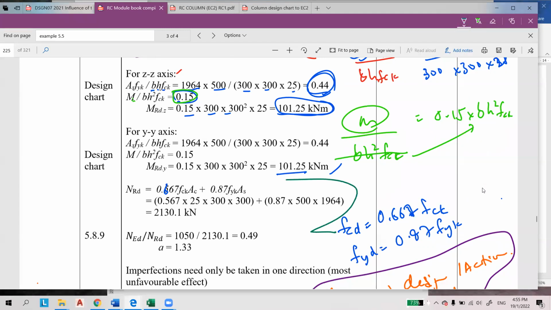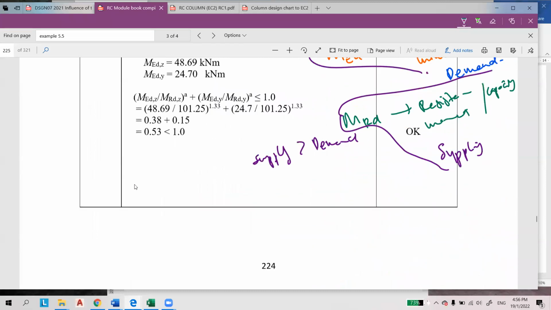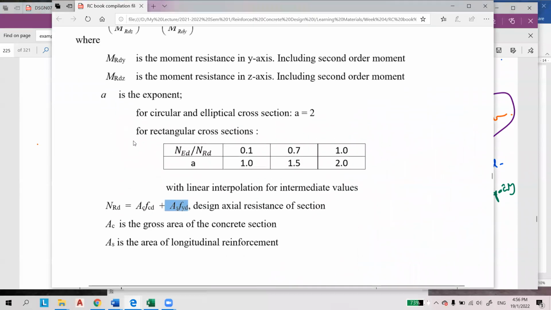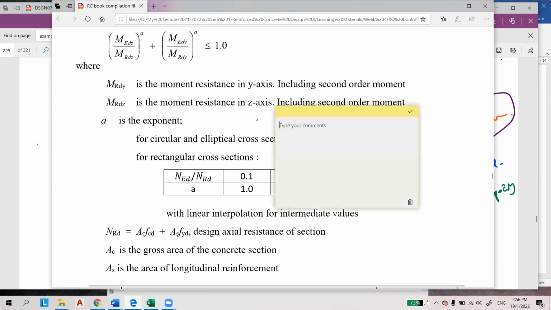So you just multiply here. The value is here, and then here for Ac. So this is the N, and this is important in order to calculate the moment, the a. You can get the value of a, 0.49, from this table. You can use interpolation to get the value of a from this table.